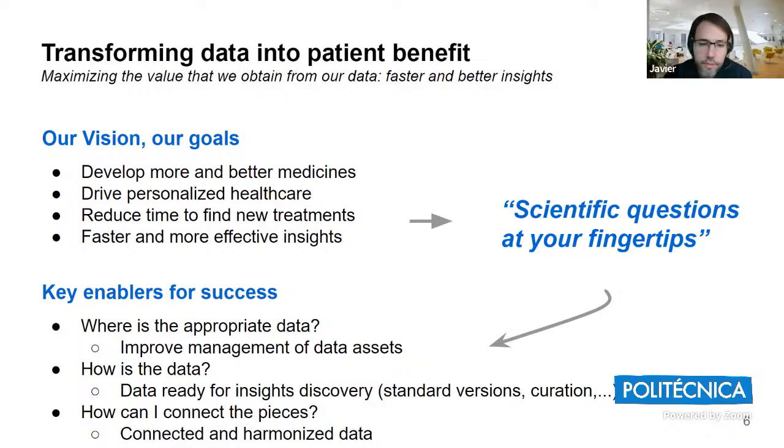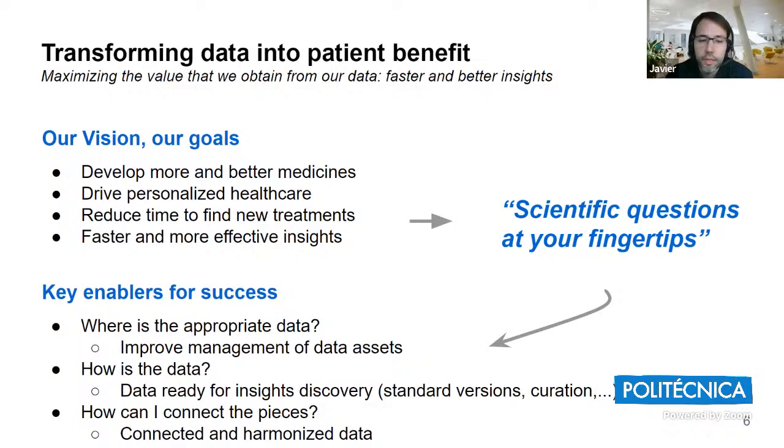We want to reduce the time to find new treatments. So COVID is one example. And for this, sometimes you have to not create a new drug, but repurpose an existing drug. So for example, in Roche, we had some treatment that was for arthritis, and this was used to alleviate also COVID. And at the end, we also want faster and more effective insights. But still with the highest quality.